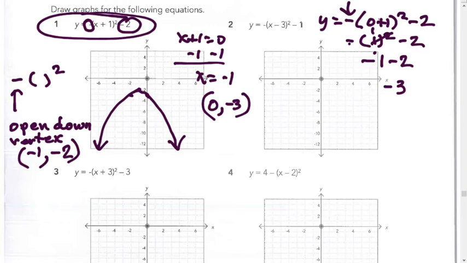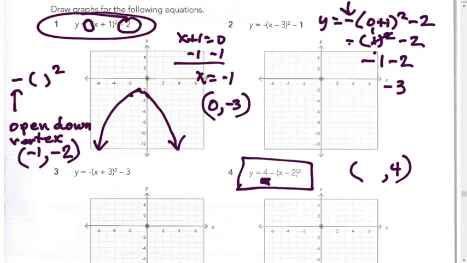Okay? Now, here, it doesn't matter that the 4 is in front. It's still our shift. So it's still going to go up 4. And that gives us a positive 2. That negative tells us it's going to be opening down. Okay? So we'll just graph it here on this one, even though it's meant to be graphed down there. So (2, 4) means it's going to go to the right 2, up 4. So there's the point of our vertex.